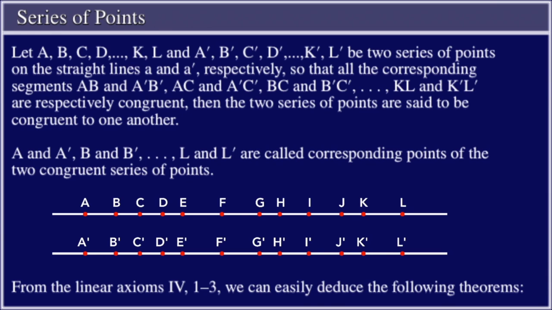Let A, B, C, D through K, L and A', B', C', D' through K', L' be two series of points on the straight lines a and a' respectively, so that all of the corresponding segments AB and A'B', AC and A'C', BC and B'C' through KL and K'L' are respectively congruent. Then the two series of points are said to be congruent to one another. A and A', B and B' through L and L' are called the corresponding points of the two series of points. From the linear axioms 4,1 through 3, we can easily deduce the following theorems.